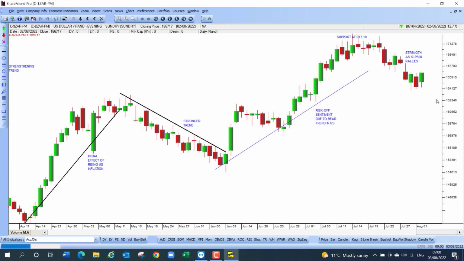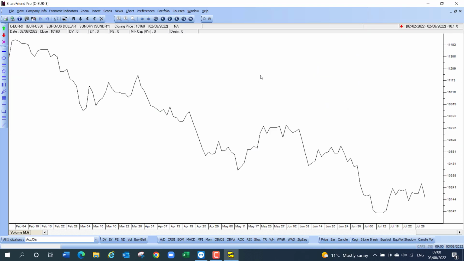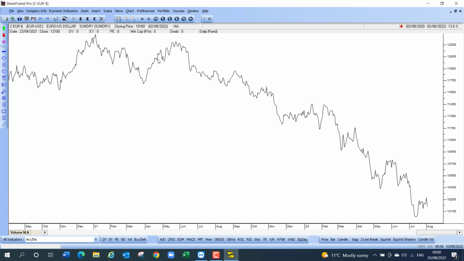This chart. Okay, the euro-dollar. What you see here is the fall in the euro. This is a 2-year chart. So you can see how the euro a while back was up here at $1.23 used to buy your euro. Today it's just barely above $1, about 1.01. So you can see the euro has fallen very substantially over that period of time.